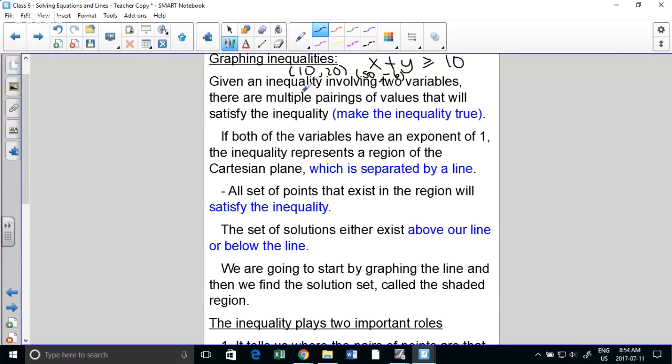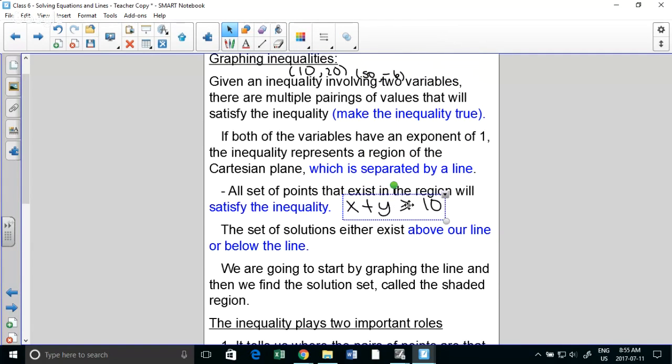Basically, if we look at this without the inequality and put an equal sign, this is a line. So when you have the inequality, you have a line, but the line is separating the entire Cartesian plane into good solutions and not solutions. So solution, no solution. Half of the entire Cartesian plane is going to work and the other half is not.